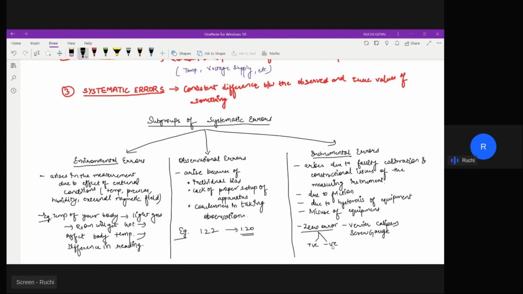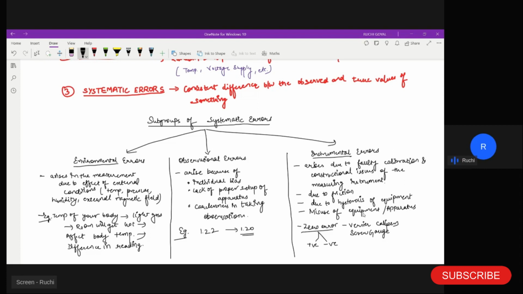So there are many errors, and instrumental errors arise due to many faulty things, like misuse of the apparatus, misuse of the equipment. You can write apparatus as well. Okay, if we are not using the devices properly, then they are creating the problem, right?